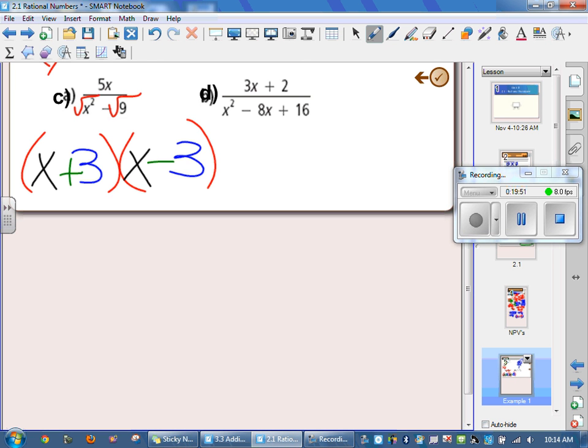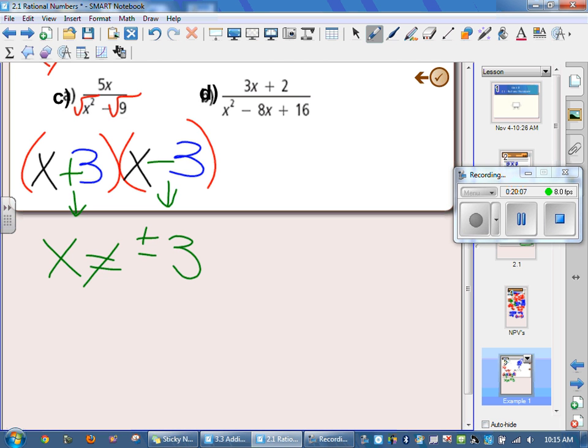Positive and -3, right? So I take this guy out here, he becomes a negative. Take that guy out there, he becomes a positive. So I would say x cannot be positive and -3. Okay, that's your non-permissible value. Let's take a look at D.